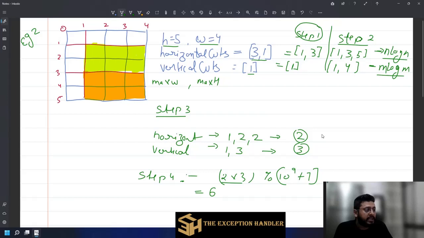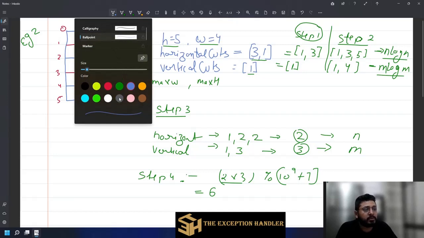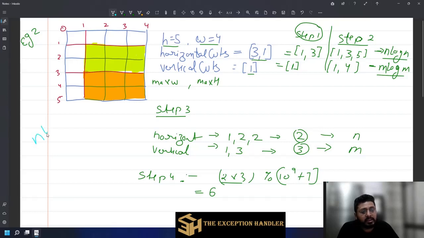And then for finding the maximum, I definitely need n iterations and m iterations. So only one time we would have to iterate over the complete array. So that means my total time complexity, if I mention over here, is n log n plus n, because we need to find the maximum for the horizontal, plus m log m plus m. So this is my total time complexity.